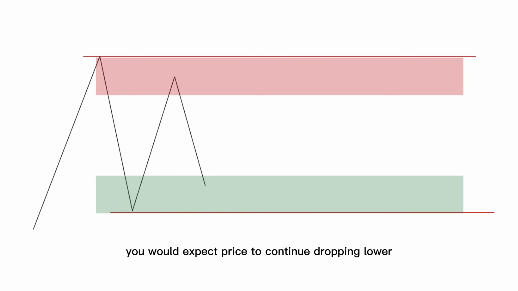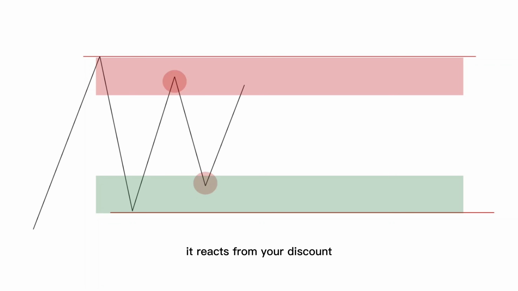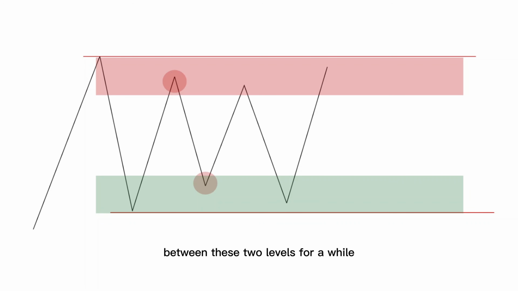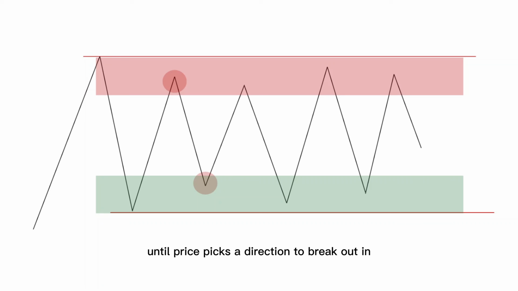What happens when price reacts from premium? You would expect price to continue dropping lower, but price doesn't drop lower. It reacts from your discount. So now you know price is in a consolidation. That means price is ranging. The institutions are accumulating orders, and you will see a continuous bounce between these two levels for a while until price picks a direction to break out in.